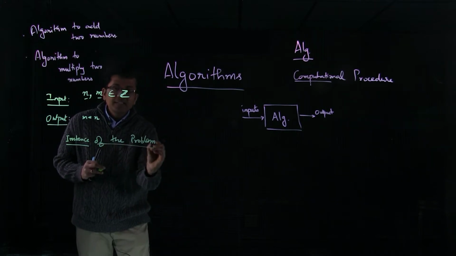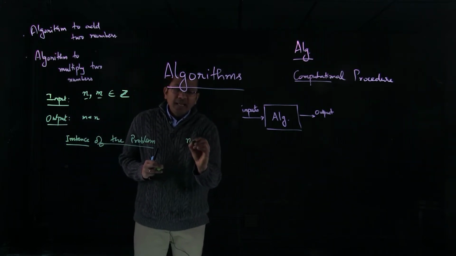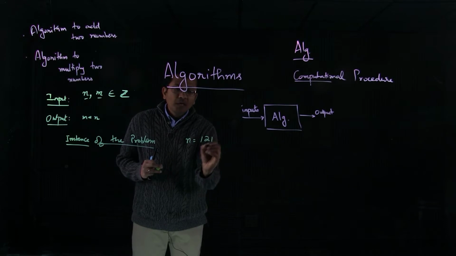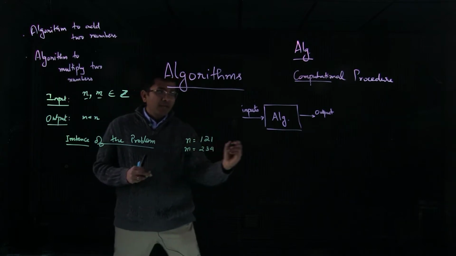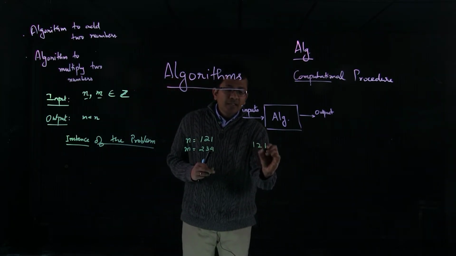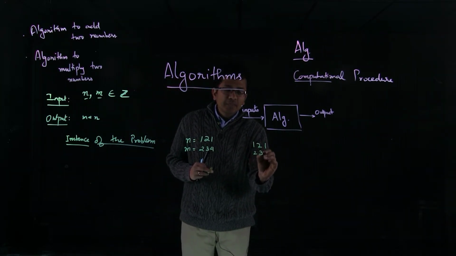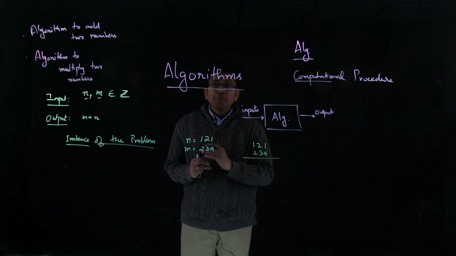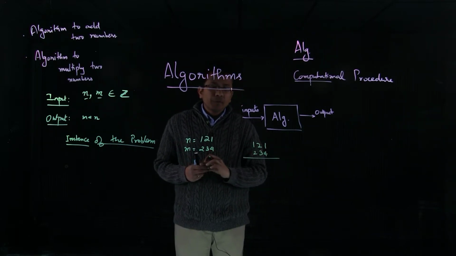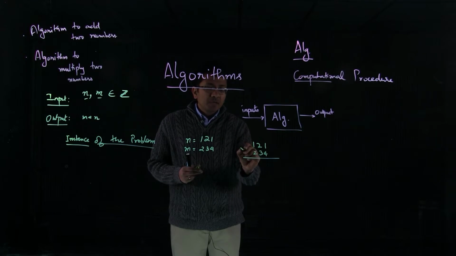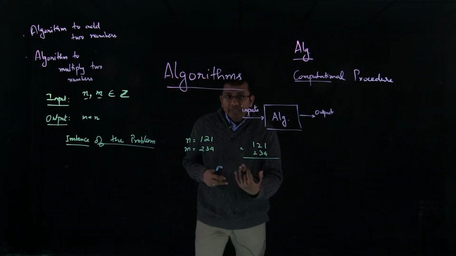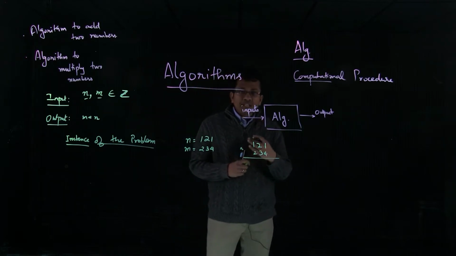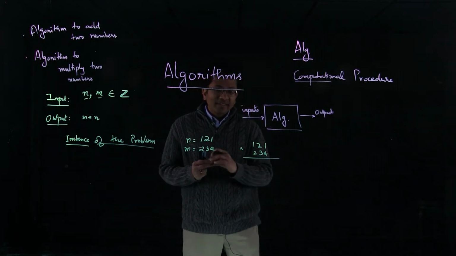So what's an instance of this problem? Let us take n equals 121 and m equals 234. Fond memories of grade school, all right. And what is the algorithm? The algorithm is going to be a step-by-step procedure to perform this kind of multiplication. Now how does this algorithm work? Well, I'm not going to go into the details of grade school multiplication, and in fact it's coming up. We are actually going to study multiplication in this class, okay.